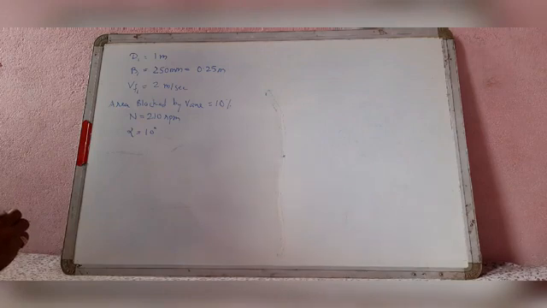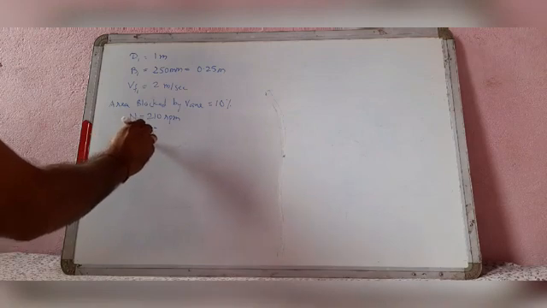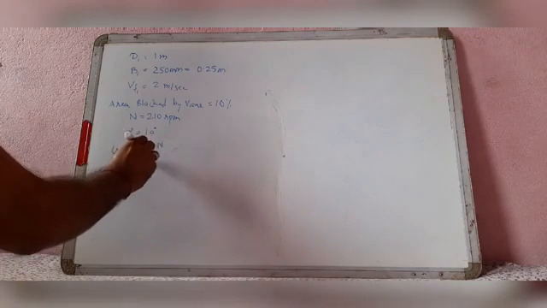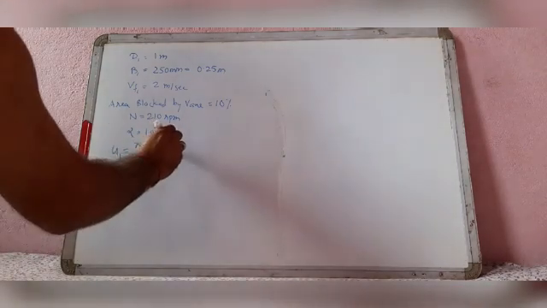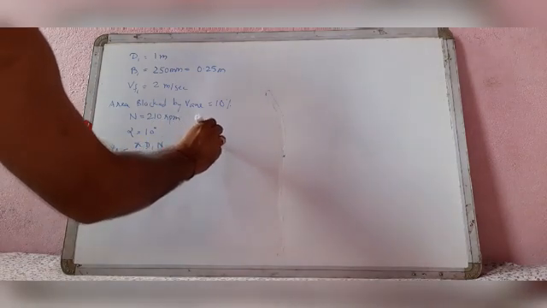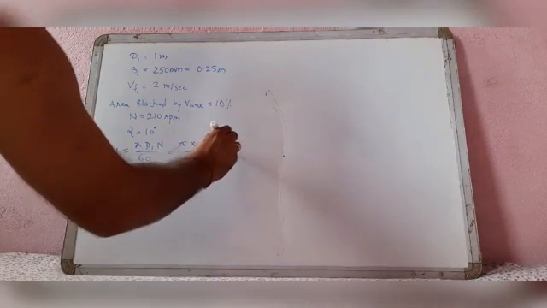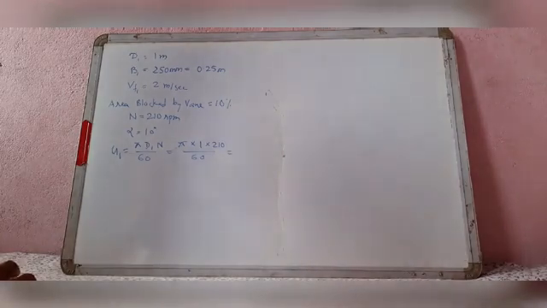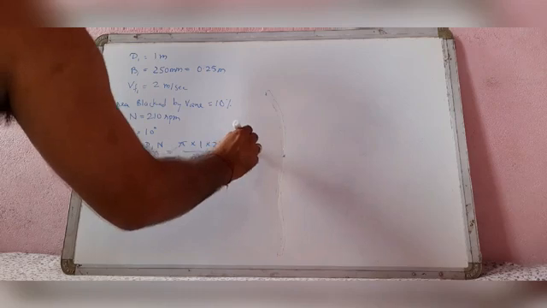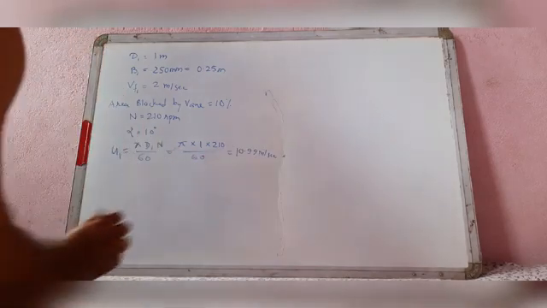Tangential velocity of wheel at inlet u1 equal to pi D1 N by 60, putting the values here, pi into 1 into 210 by 60. This value of u1 comes 10.99 meter per second.